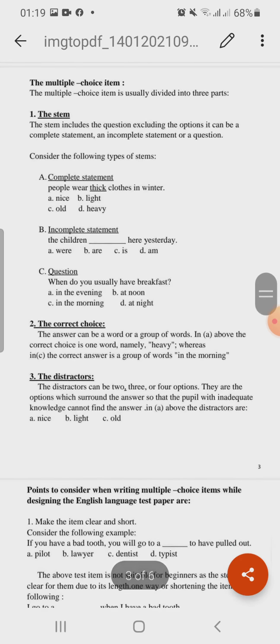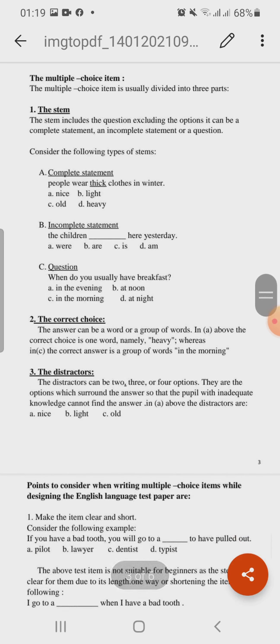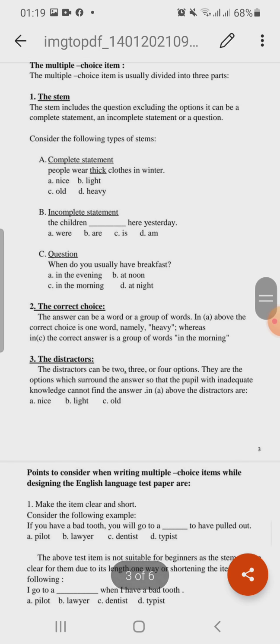The multiple choice item، فقرة الاختيار من متعدد. The multiple choice item is usually divided into 3 parts، تقسم إلى ثلاثة أجزاء. The stem الجذر includes the question excluding the options. It can be a complete statement, an incomplete statement or a question. Consider the following types of stems. Here are some examples.